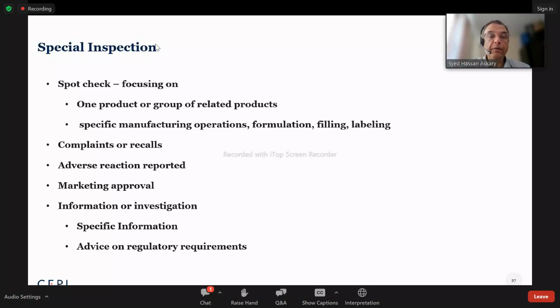Sometimes it is specific to a manufacturing operation, like filling, labeling, formulation, due to complaints or recalls, or an adverse reaction or event that was reported, or sometimes it could be due to a marketing approval request. In these conditions, the regulatory agency does special inspections.